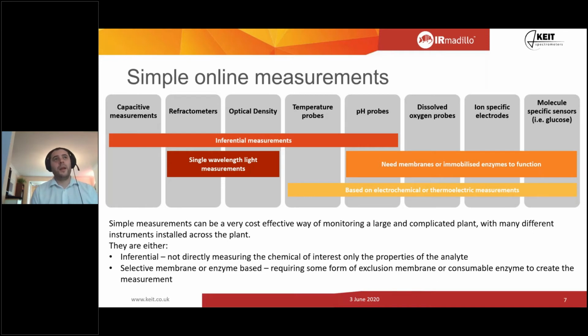Optical density does something similar. That can be linked to something like a colorimeter that looks for color. So if you're trying to look at the color of your process, that kind of measurement could be done in a similar way. Temperature probes.